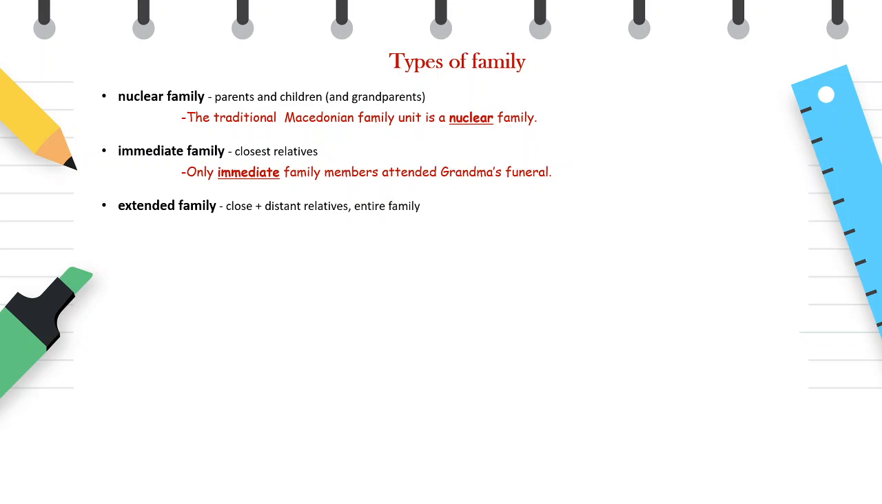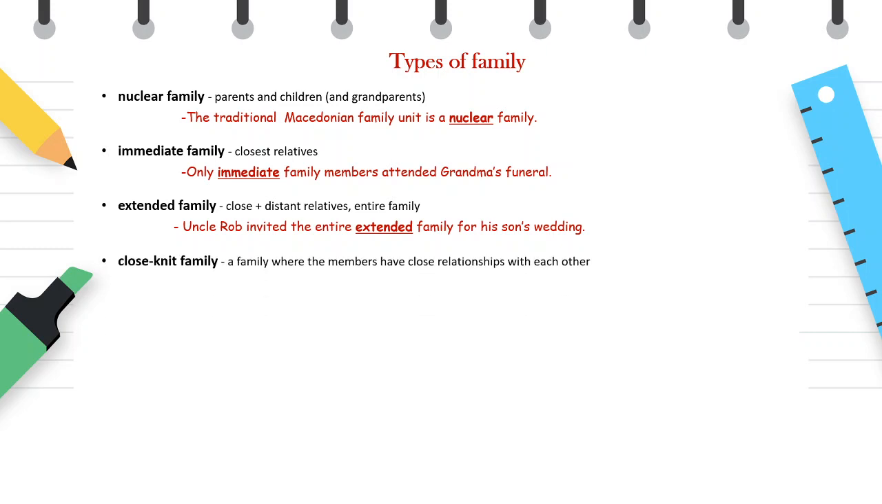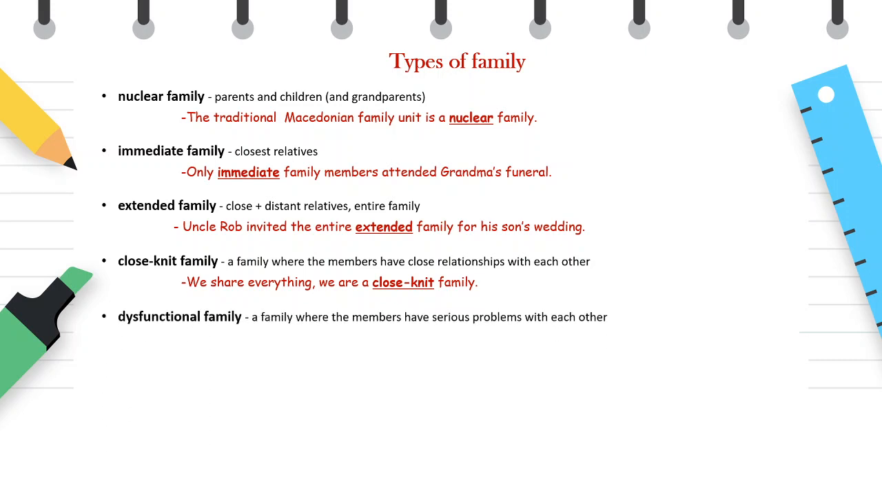Extended family, both close and distant relatives or the entire family. Uncle Rob invited the entire extended family for his son's wedding. Close-knit family, a family where the members have close relationships with each other. We share everything. We are a close-knit family. Dysfunctional family, a family where the members have serious problems with each other. That wild teenager comes from a rather dysfunctional family.